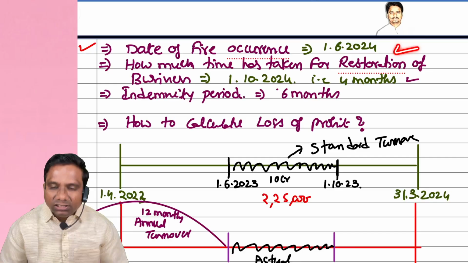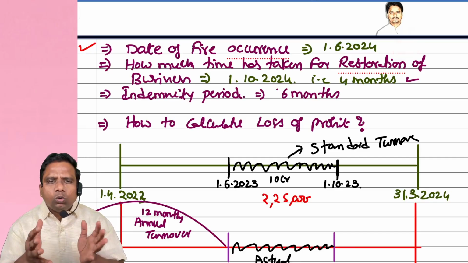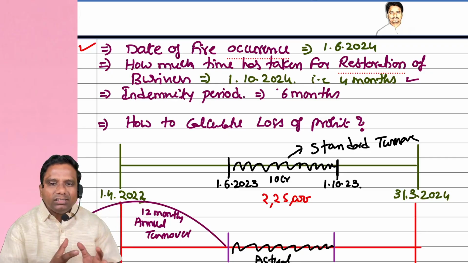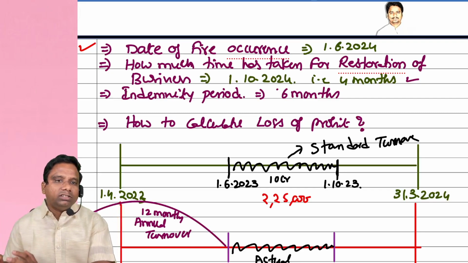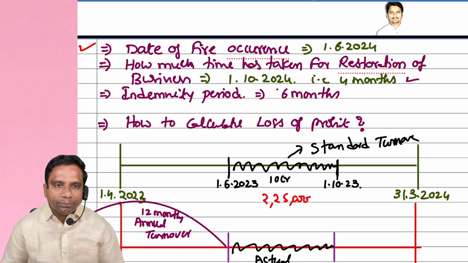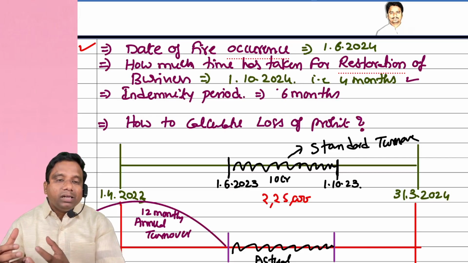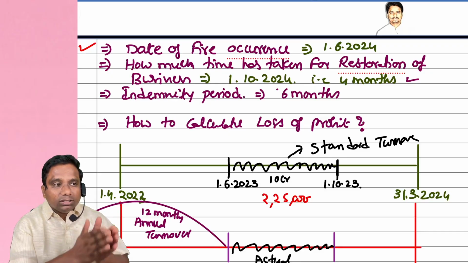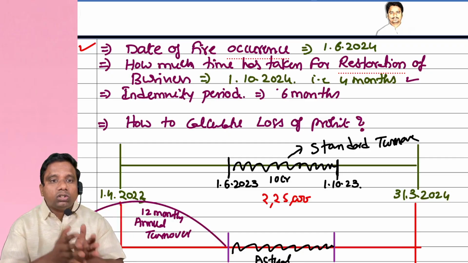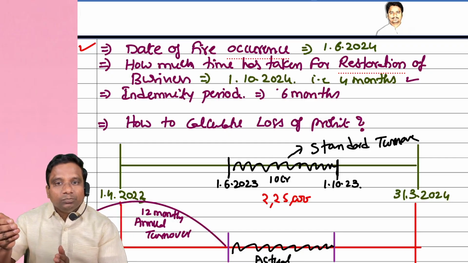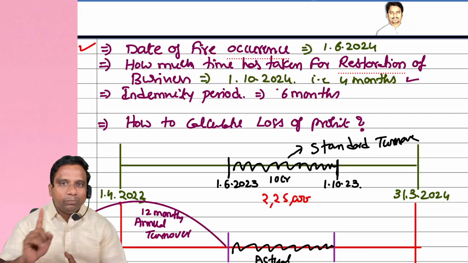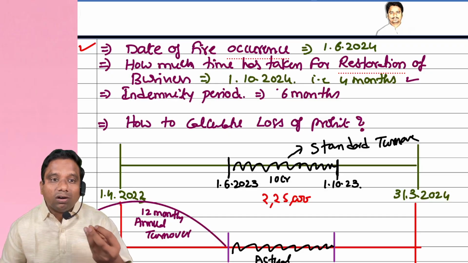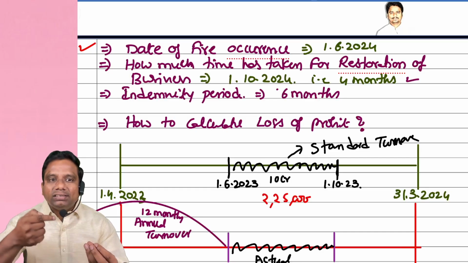See, fire occurred on 1/6/2024. Slowly, whatever stock and furniture are salvaged, we take all those out from the building. Now we may temporarily take business premises at a nearby location, and we shift all those salvaged goods or assets to that temporary location. After 1 week or 10 days, we start slowly selling the product.